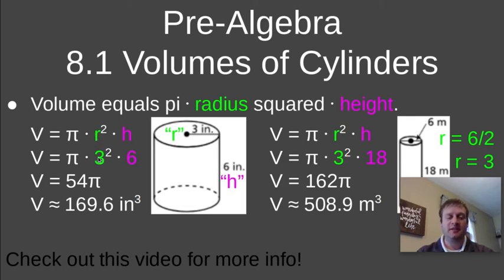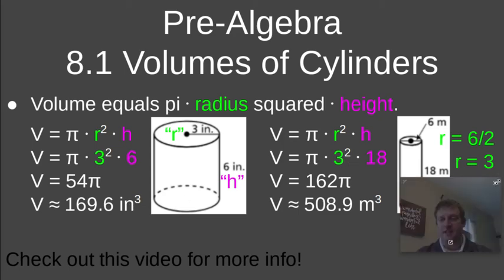So all I have to do is either the mental math or grab a calculator. 3 squared or 3 times 3 gives me 9, and then 9 times 6 gives me 54. If I'm doing Khan Academy, I can leave my answer as 54 pi. If the directions would ever say round on a test or something like that, you would type in 169.6 inches cubed, rounding to the nearest tenth.